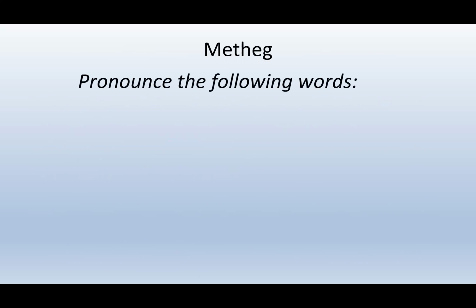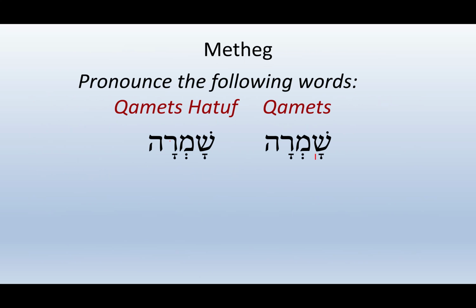So the method, pronounce the following words. Here's some examples of words that are very, very similar. We have shomra, shomra, closed, unaccented syllable. The accented ra is the accent of shomra.